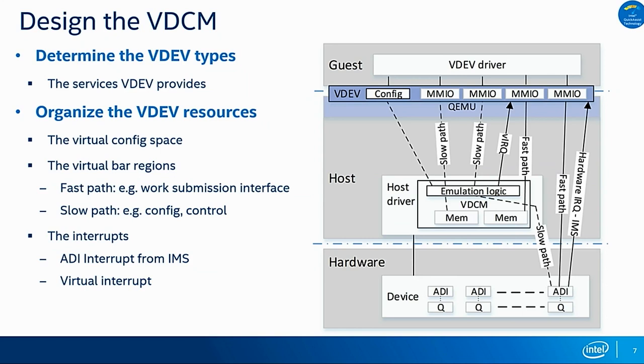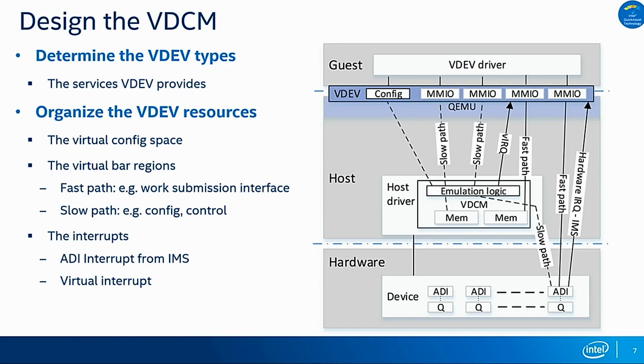A typical virtual device should be composed of a virtual config space and virtual BAR regions. The virtual configuration space should be emulated by the VDCM. For the virtual BAR, we split the access to the virtual device into two paths: one is the fast path and the other is the slow path. The fast path is for things like the work submission interface, which is usually some MMIO registers in the PF. The slow path covers configuration and control registers for this virtual device. Also, the fast path and slow path can be backed by some memory.